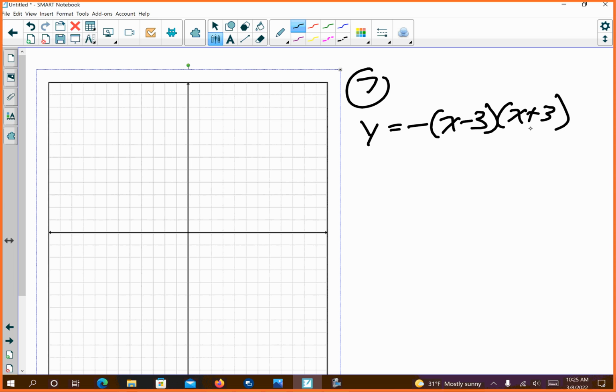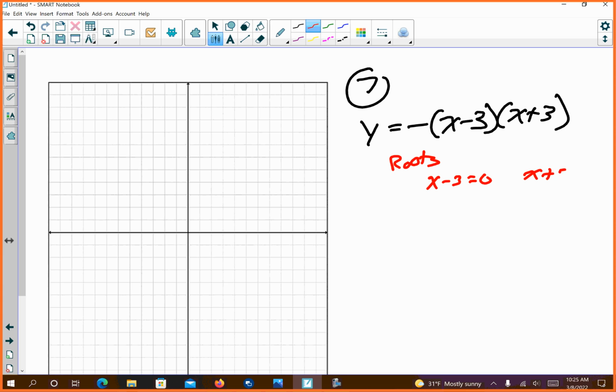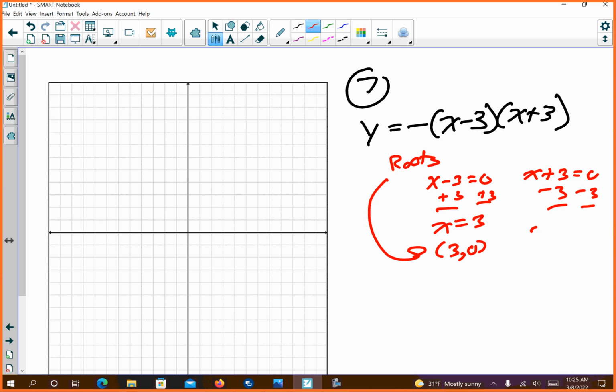What form is this one in? What do I find because I have 2 sets of parentheses? The roots. This is in the roots form. Okay? So I'm going to go x minus 3 equals 0 and x plus 3 equals 0. Do the math on each. So that gives me 3 comma 0. That is a root. And minus 3, minus 3. So I get negative 3 comma 0. And there's my other root. So positive 3 comma 0. Negative 3 comma 0.